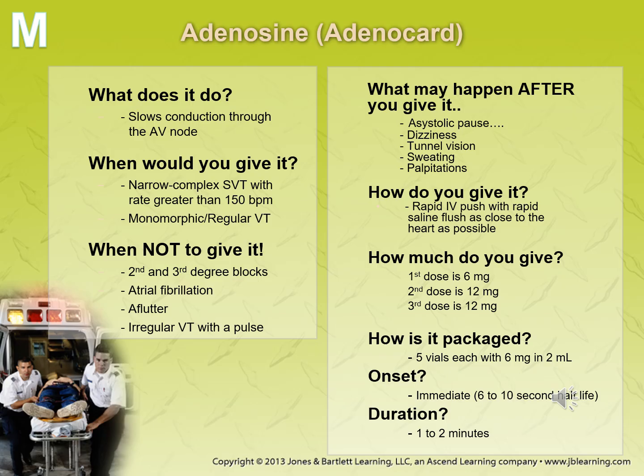So you give the first dose, 6 milligrams rapid IV push, and it's immediately followed up by a fluid bolus. If it is effective and works, you might see something called an asystolic pause or a long sinus pause that could last up to 10 seconds. A lot of times patients will complain of dizziness, tunneled vision, sweating, or palpitations while this is going on. We can give up to 3 doses, 6, 12, and 12. If this doesn't work and they become unstable, then we need to go ahead and synchronize cardiovert.